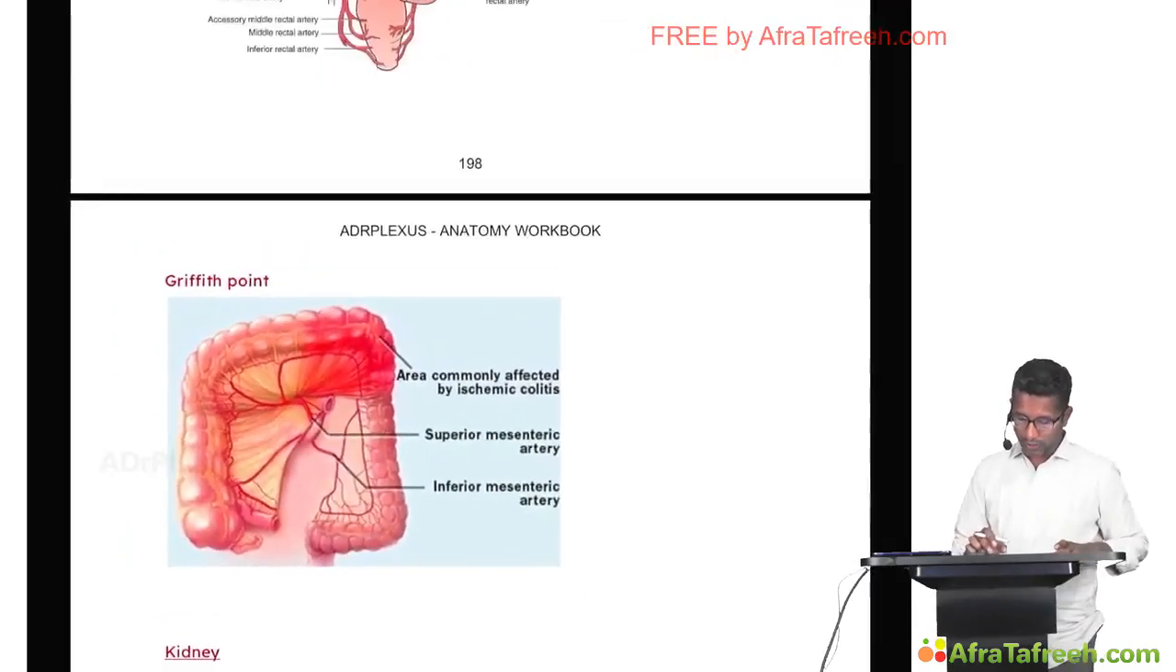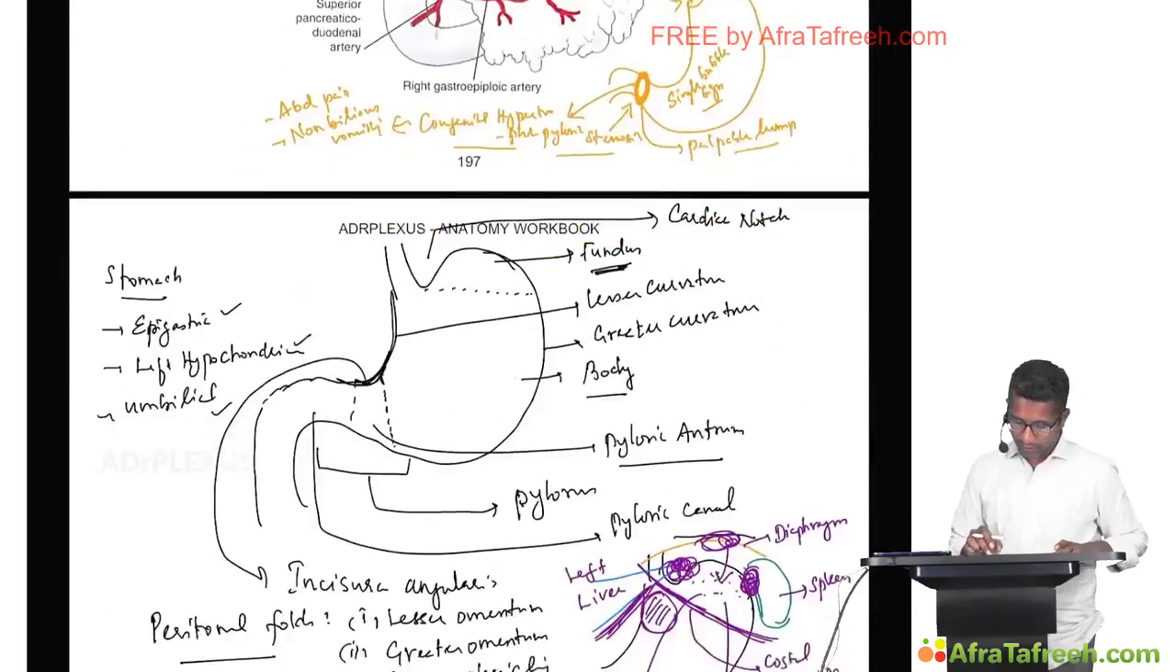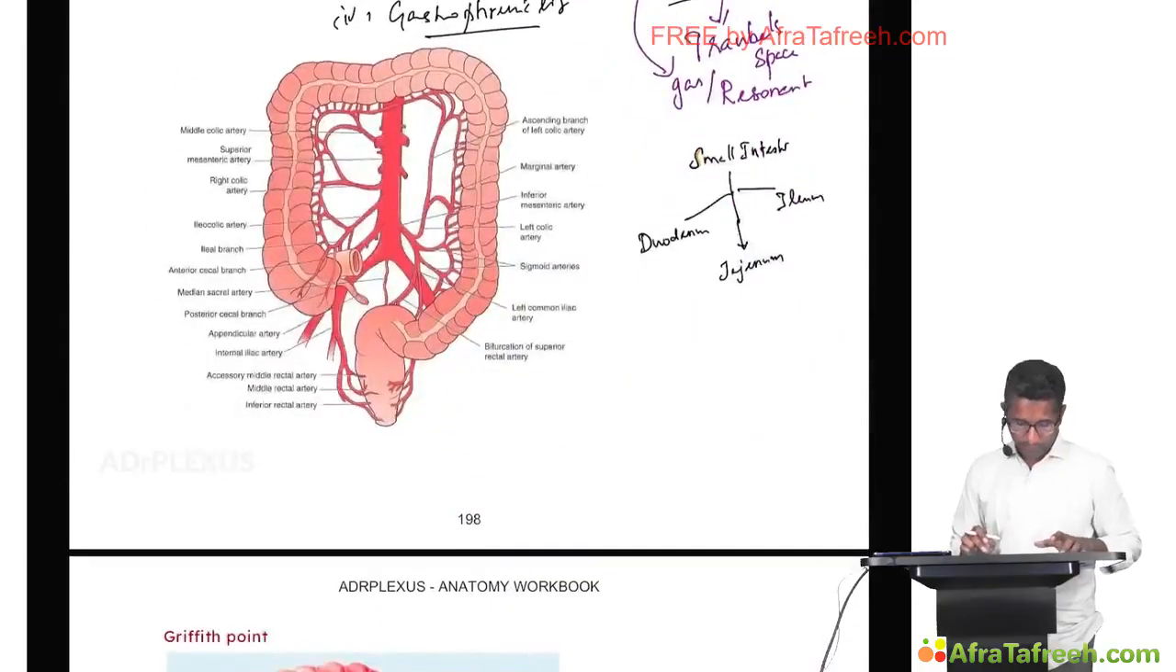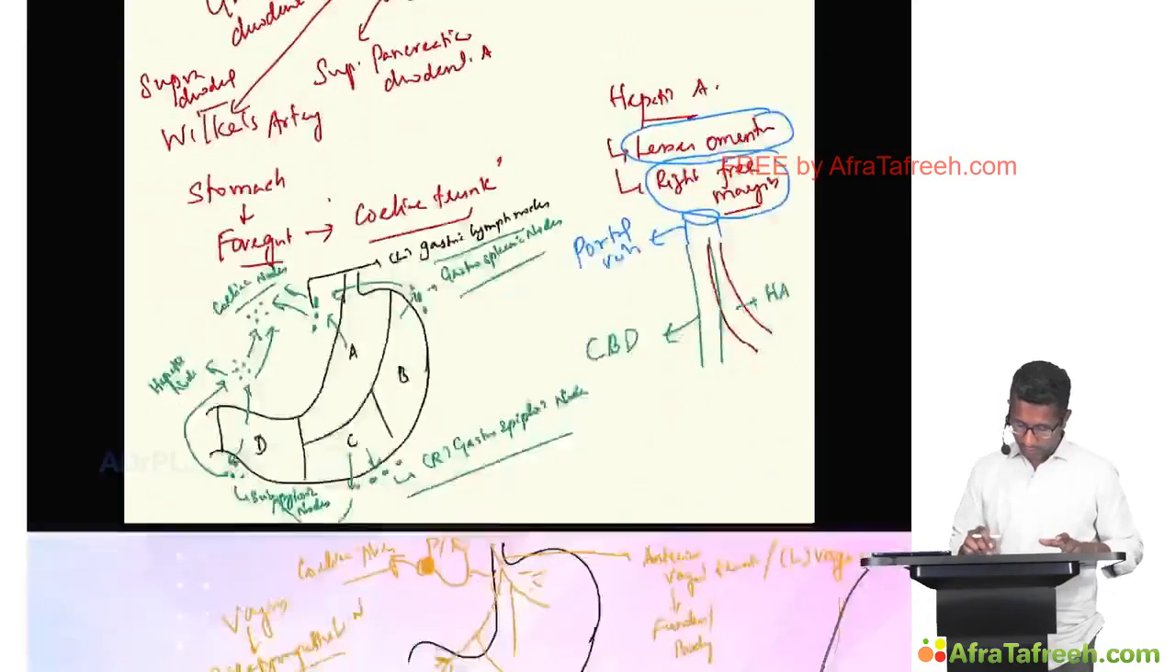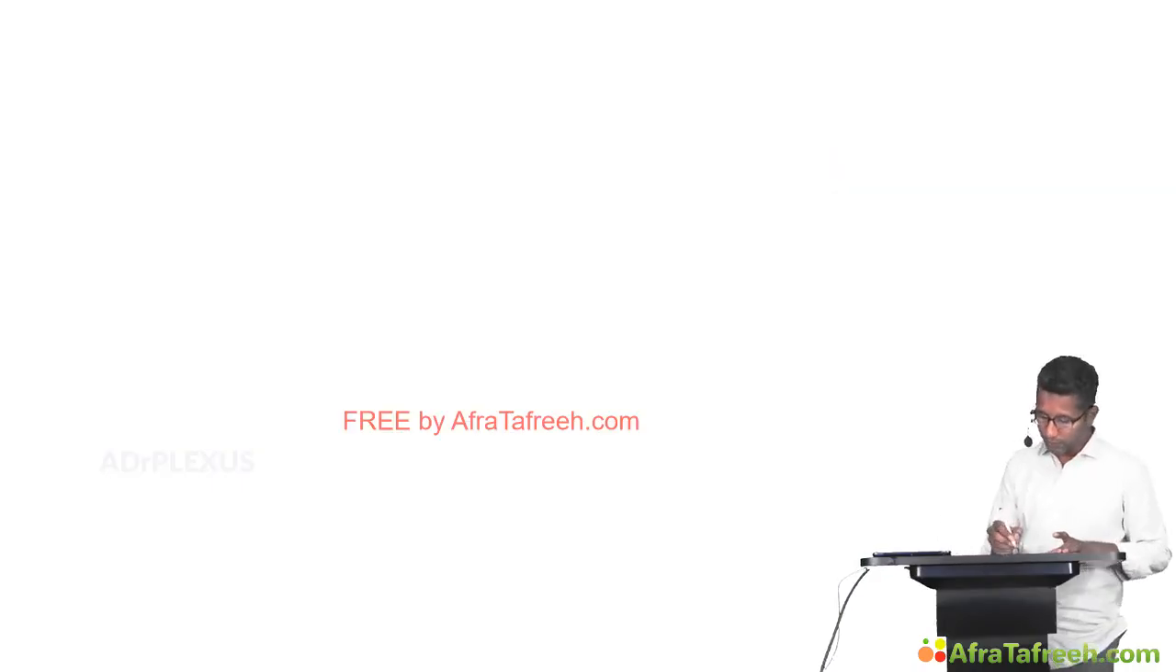Okay, so if you see, I don't have space here to write. Okay, I'll just see whether I got anything left here. Okay, so we'll use this space. I'll use this space for small intestine. Okay, so if you take small intestine, the first part is the duodenum.